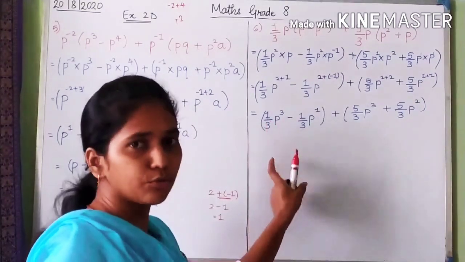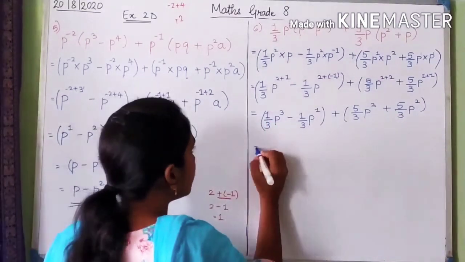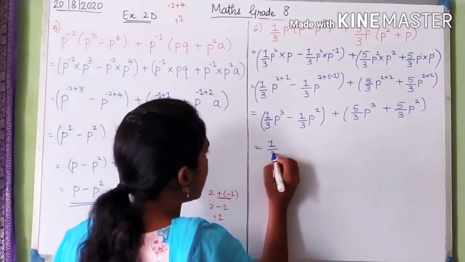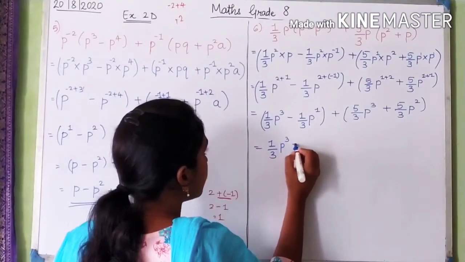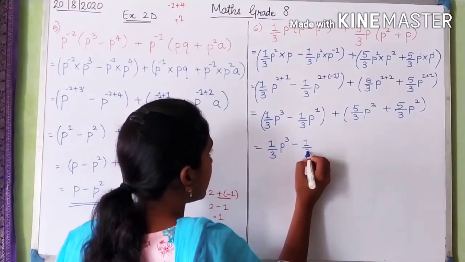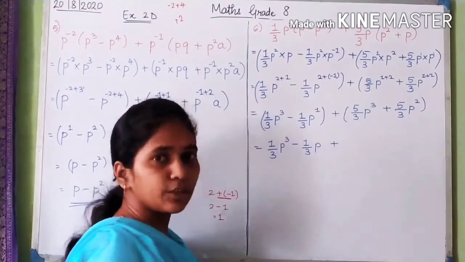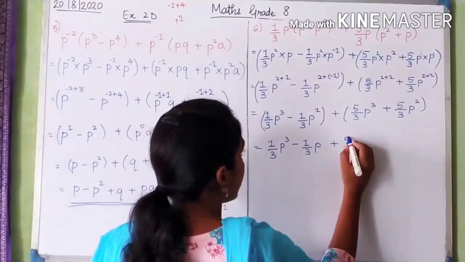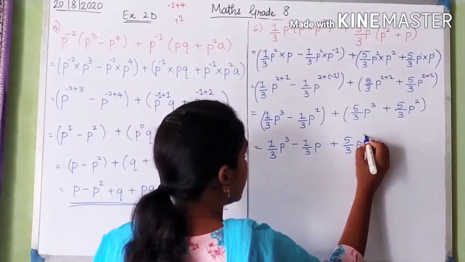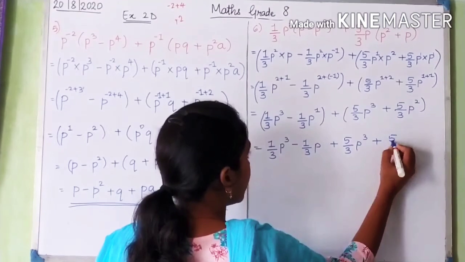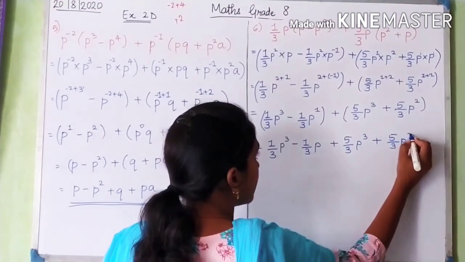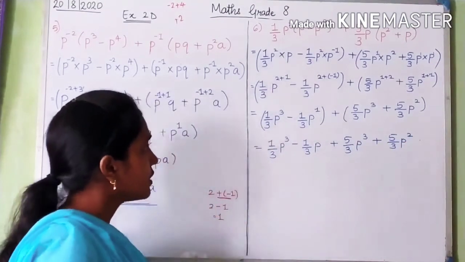Now we need to remove the brackets. So we remove the brackets. 1 by 3 p cube minus 1 by 3 p plus, there is a plus sign, so there will be no change in the signs. So 5 by 3 p cube plus 5 by 3 p square. Okay. So this is it.